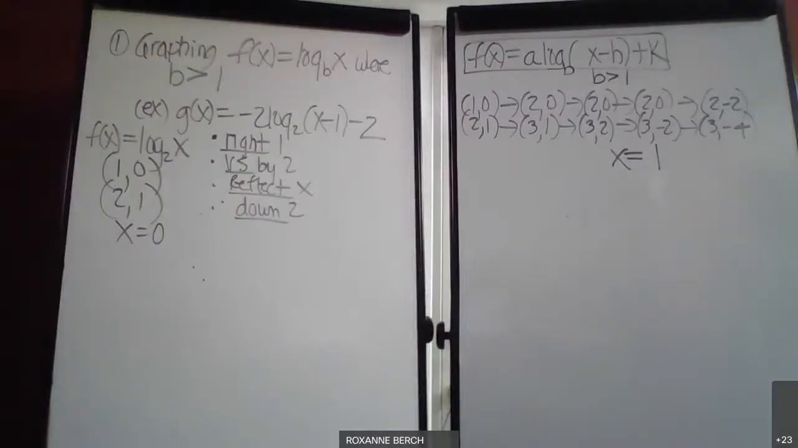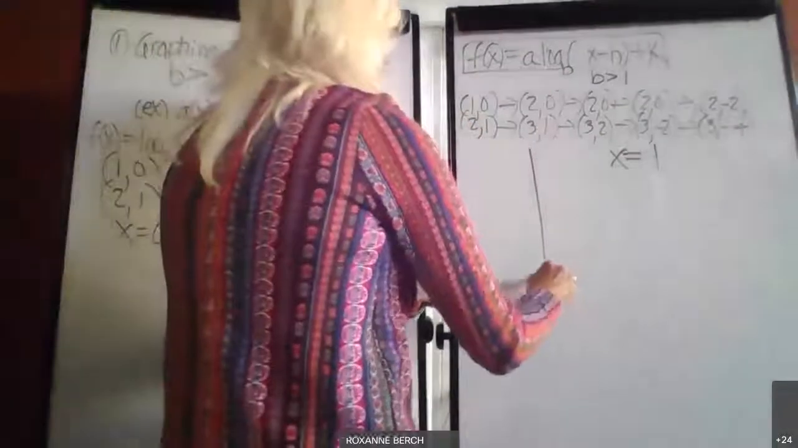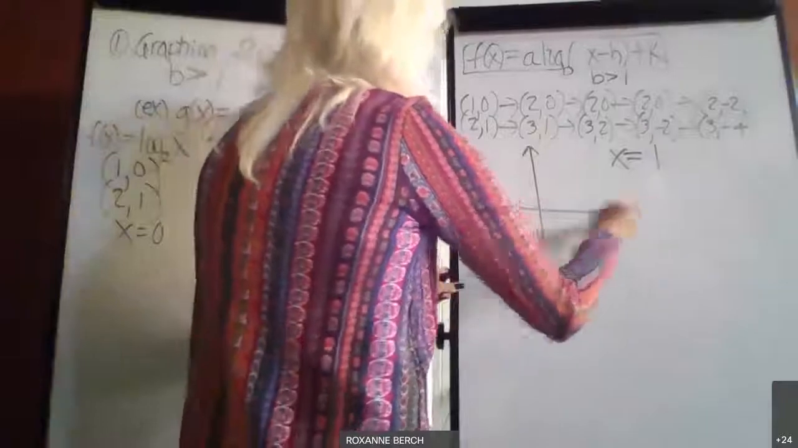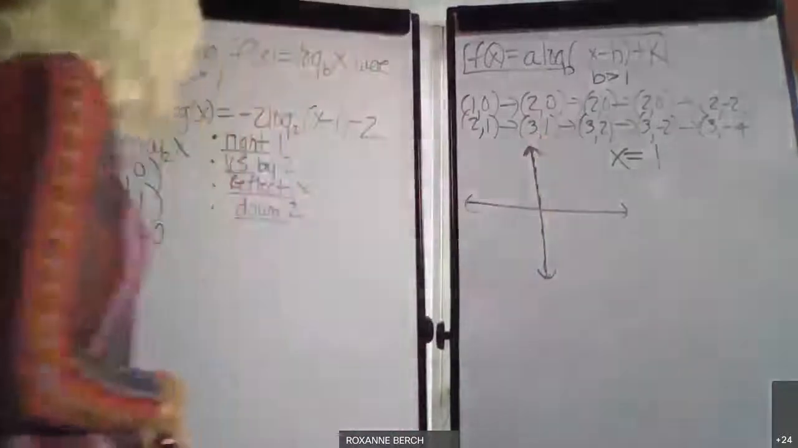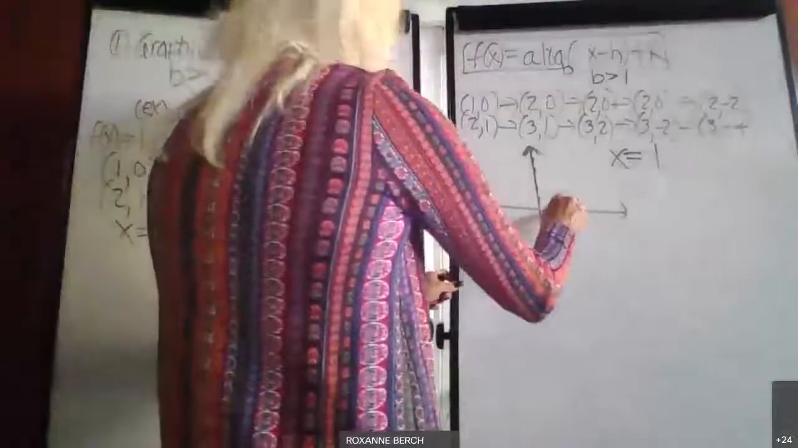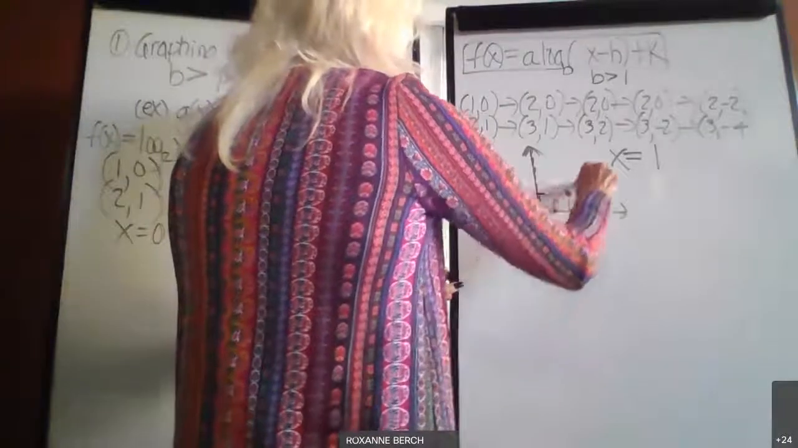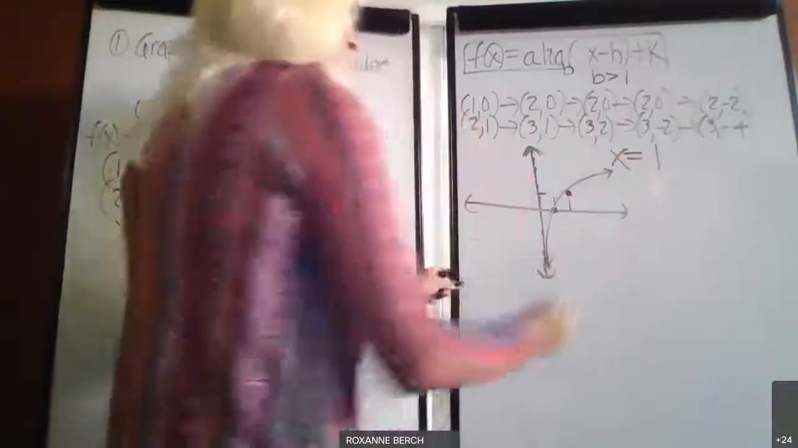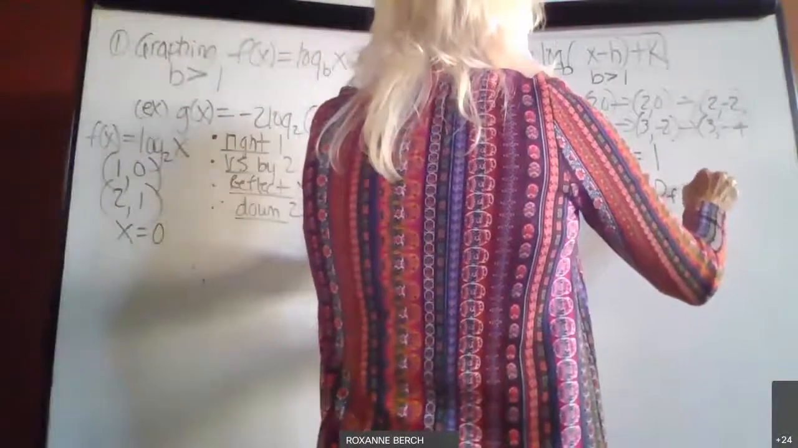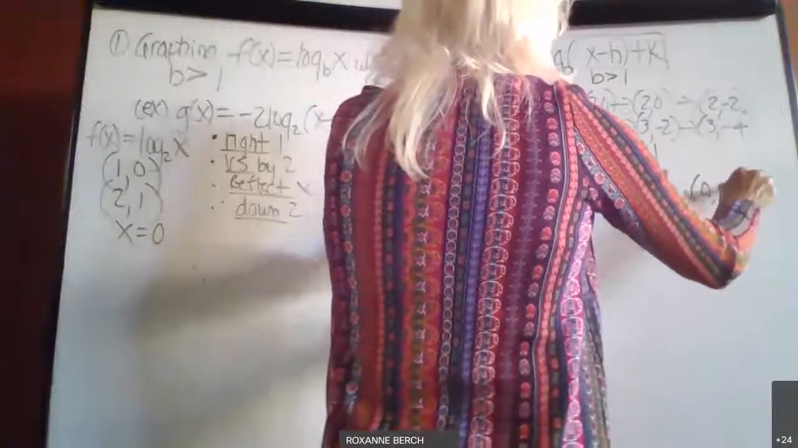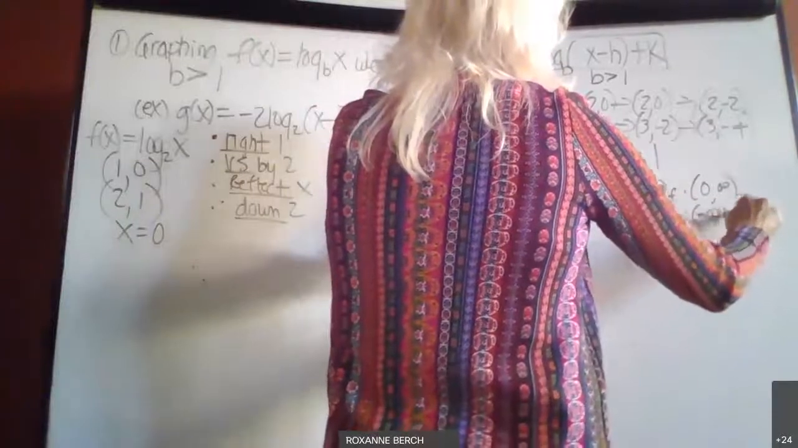All right, so we're going to graph both graphs. That's what they're requesting. So we'll graph the parent in black. We have a vertical asymptote at x equals 0, and we're graphing right 1, 0, and right 2, up 1. So the domain of f would be 0 to infinity, and the range of f would be all real numbers.